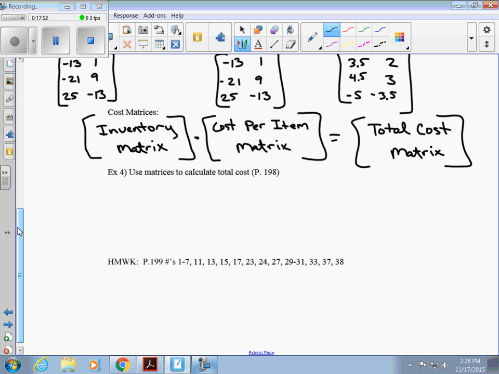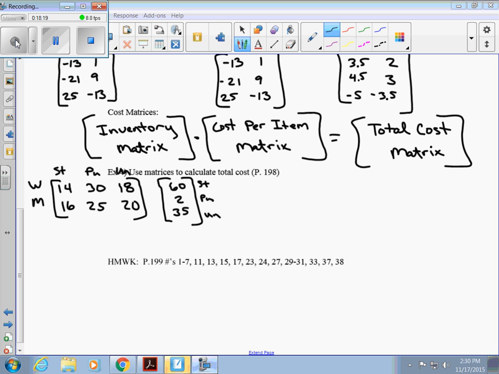If you look at page 198, we're going to go through that example in the book. It says there are 2 hockey teams that submit equipment lists for the season, a women's team and a men's team. The sticks are $60, each puck is $2, and each uniform is $35. We're going to use matrix multiplication to find the total cost of equipment for each team.